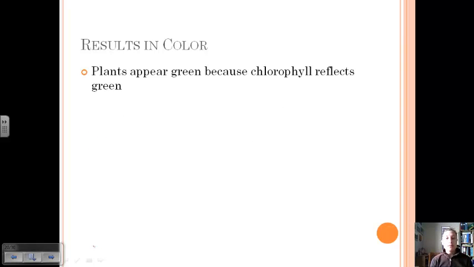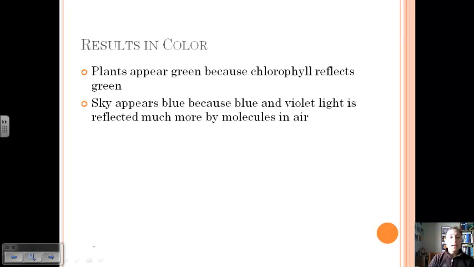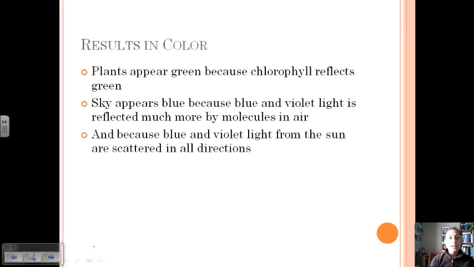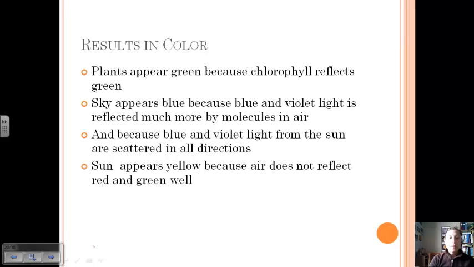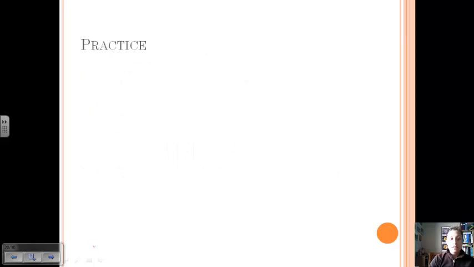Okay, so let's talk about some applications of all this mixing of colors. We've already talked about this one, but plants appear green because chlorophyll reflects green, absorbs all the other colors, uses that energy, converts it to chemical energy to produce sugars and make the plant grow. The sky appears blue because blue and violet light is reflected much more by molecules in the air than other colors, and blue and violet light are scattered in all directions. They're much higher energy, and so that's why you're going to see blue versus red. The sun appears yellow because air does not reflect red and green very well, and so that produces a yellow color.